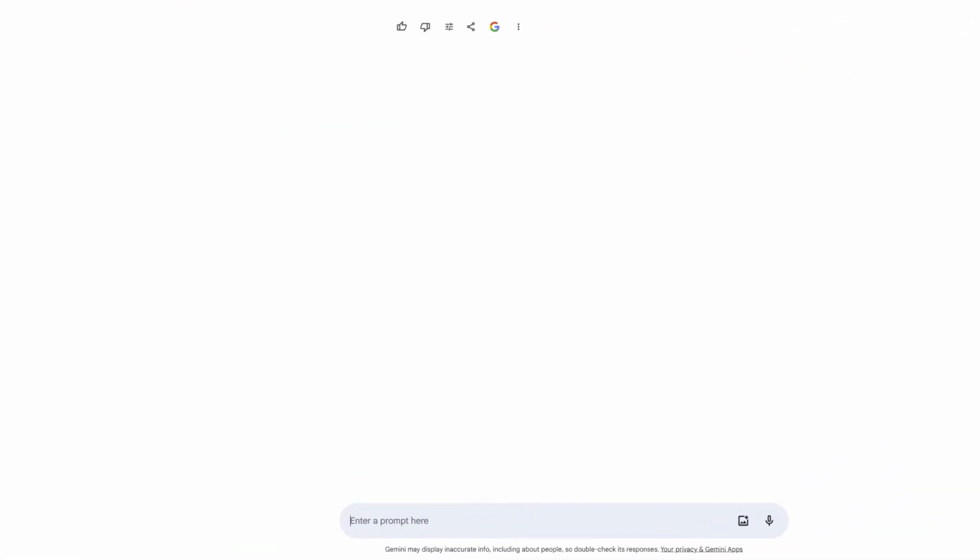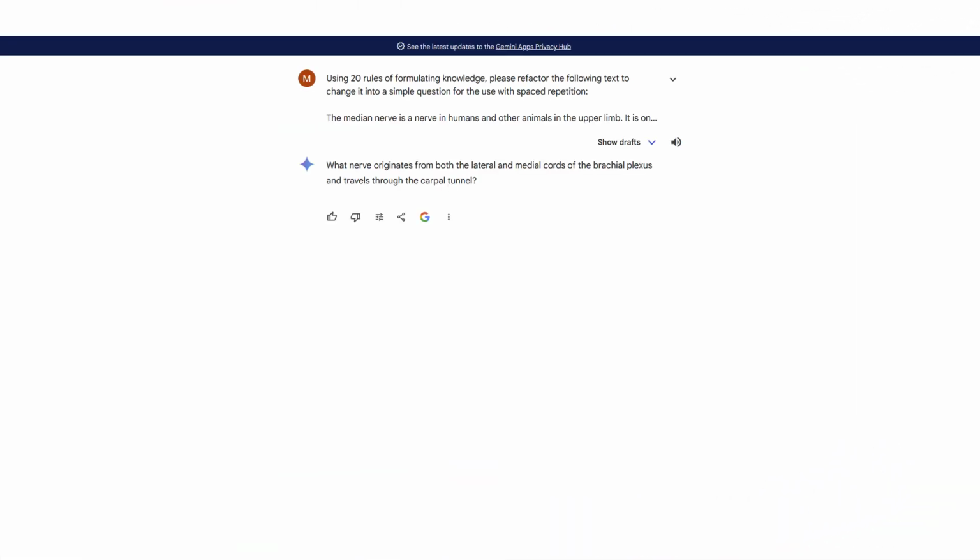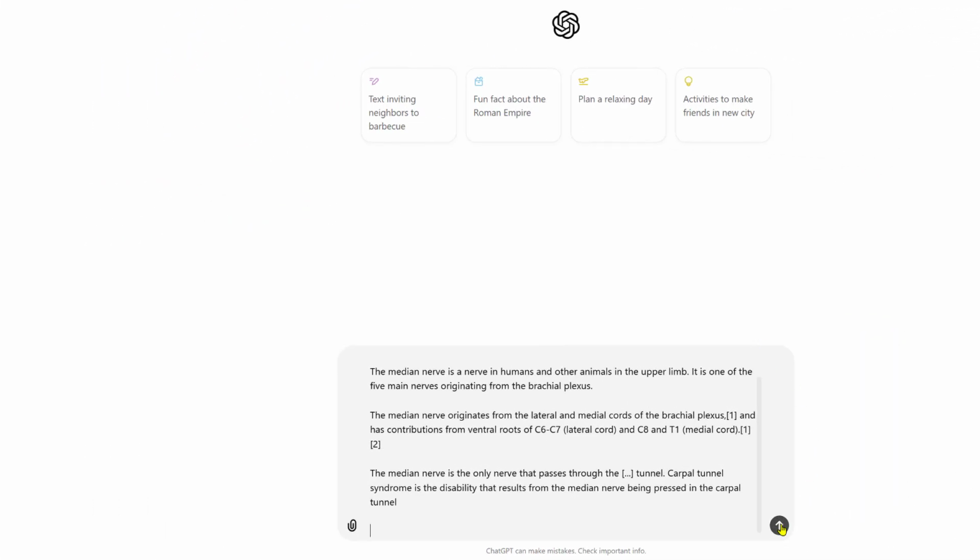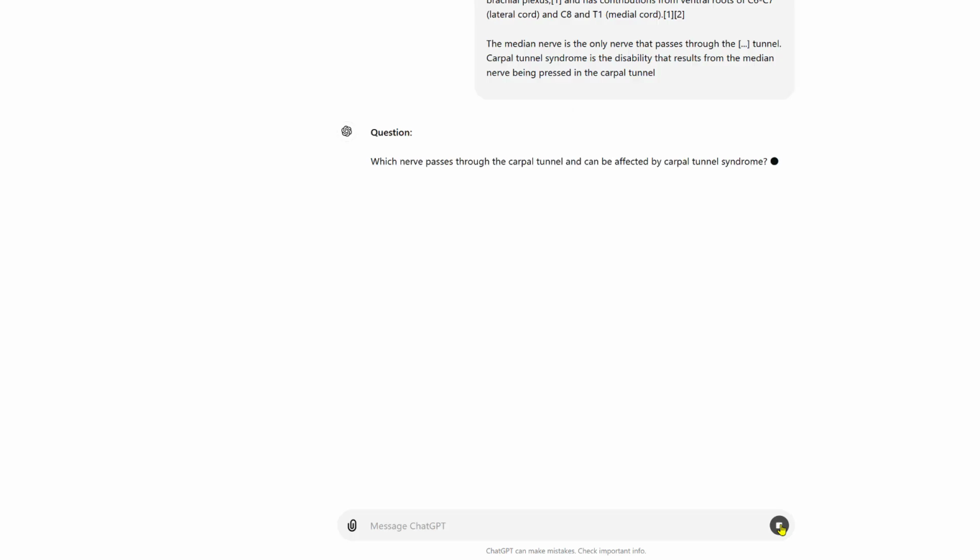Let's try Gemini. The answer is, what nerve originates from both the lateral and medial cords of the brachial plexus and travels through the carpal tunnel? How about ChatGPT? Which nerve passes through the carpal tunnel and can be affected by carpal tunnel syndrome?